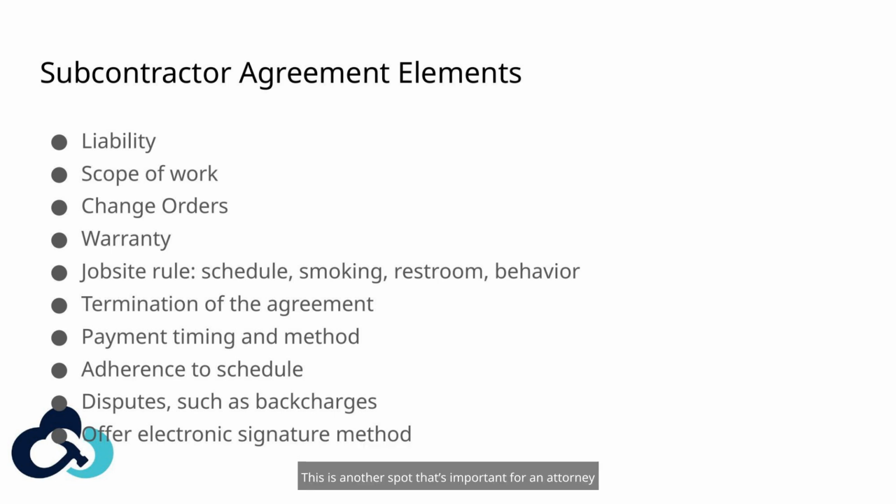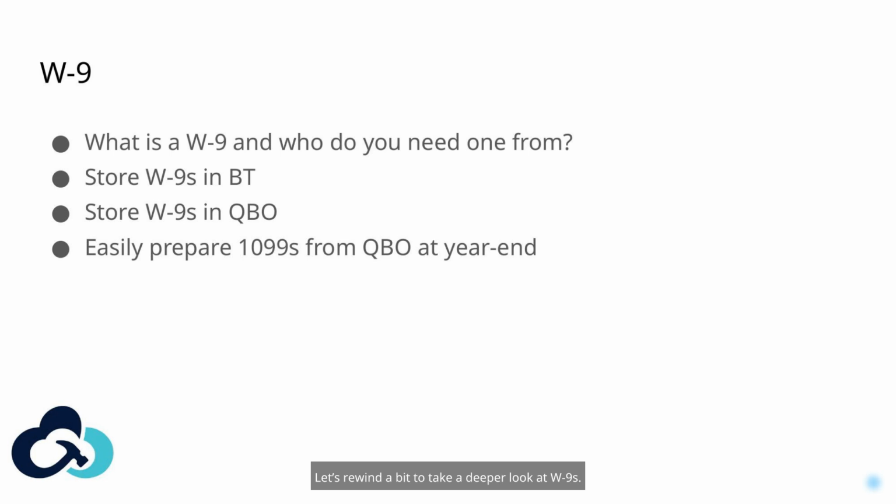For disputes, include a process for resolving disputes, such as back charges. This is another spot that's important for an attorney to look over because you might have unique state and local laws that constitute what happens in a dispute. And finally, make sure you obtain a signature, preferably an electronic signature method because it's more convenient, easier to save, and legally binding.